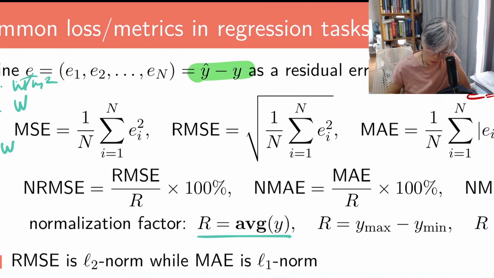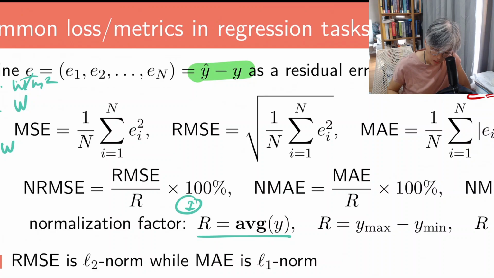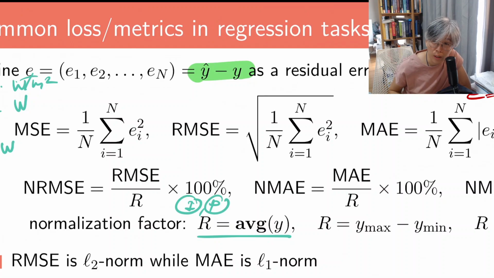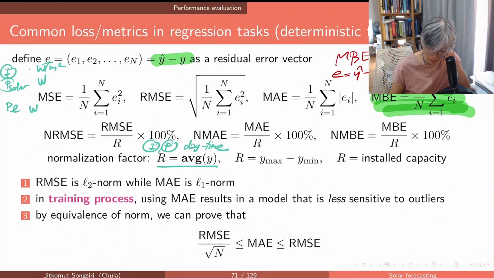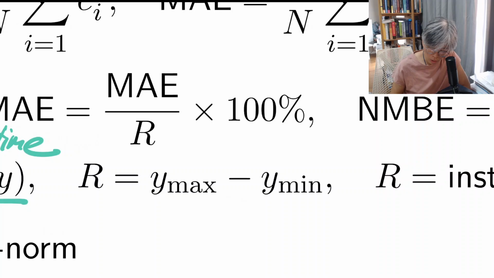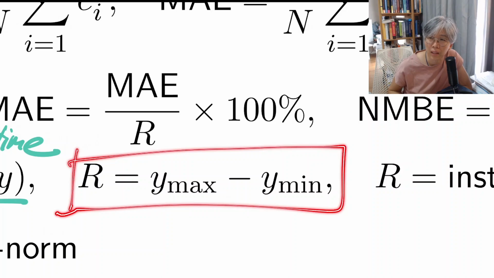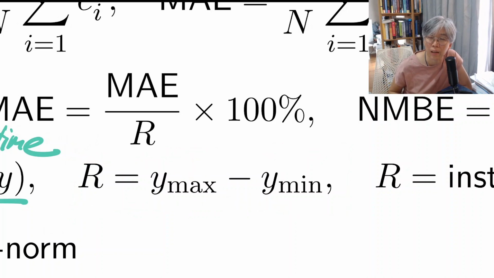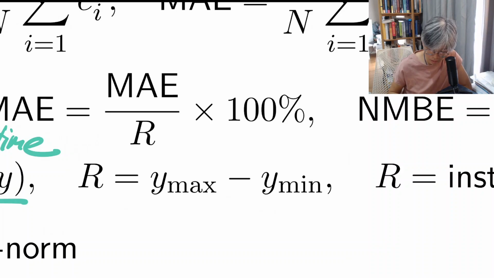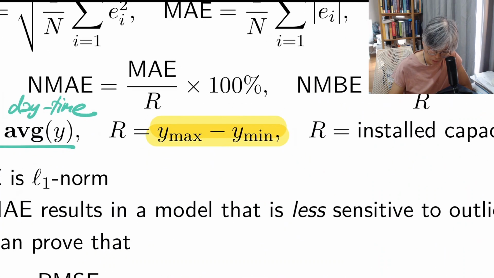In the context of solar irradiance, the average Y that refers to irradiance and the solar power should be averaged over the daytime only. Okay. And people also use another choice. This is data range, Y max minus Y min. And people may implement these things differently as well.